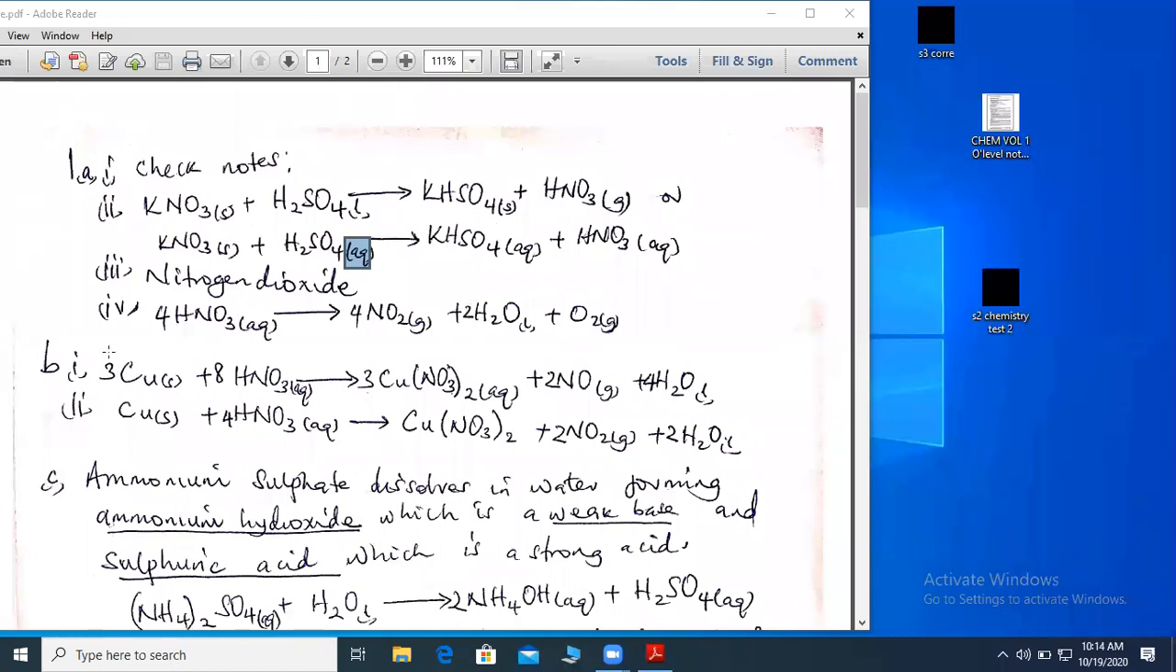Then these two reactions, we have seen them like 1,000 times. Copper and moderately concentrated nitric acid: the product is copper(II) nitrate, but the gas is nitrogen monoxide. And balancing, there is 8 on nitric acid, then 3 on copper, like that.